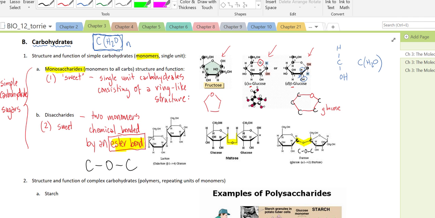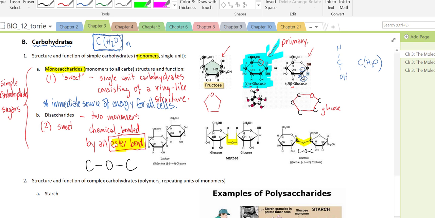And essentially, the most important function that they have in our body is they are our immediate source of energy for all cells. Sorry, I just got to squeeze this in there, for all cells. All right, that's their function. And most importantly, or most specifically, I should outline glucose, right? Glucose is our primary source of energy, right? This guy right here, this is our primary source of energy for every cell in our body.